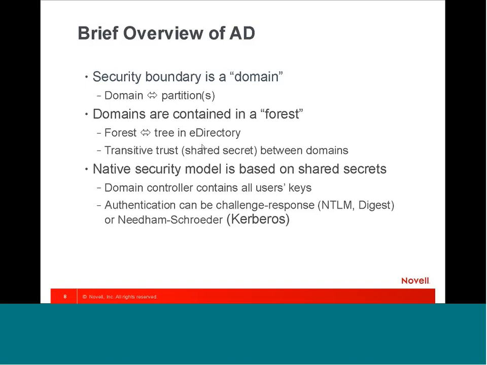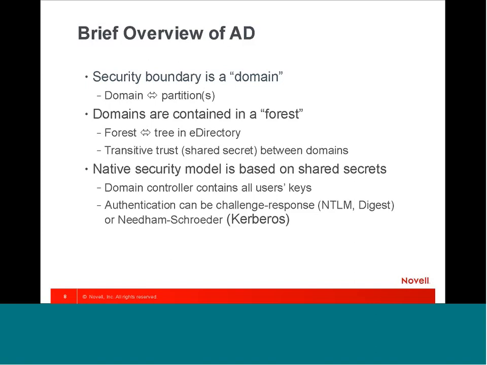There are the transitive trusts, just like in AD, which use a shared secret between domains. That's how you can access between the different domains inside one forest, or if you have a cross-forest trust. The native security model is based on these shared secrets.